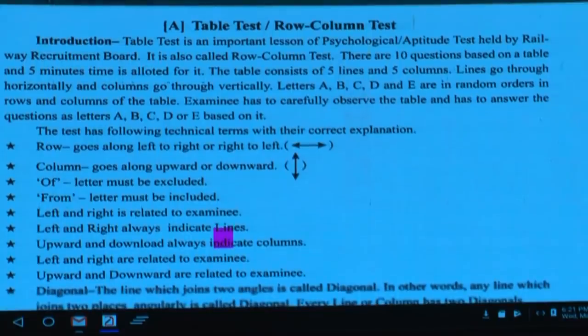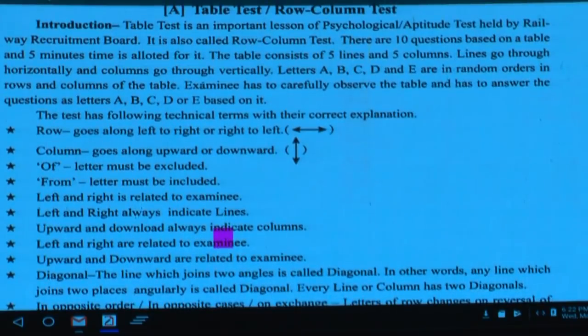Then coming to this one, table test row column. First go through the conditions once. Table test is an important test of the psychological aptitude test held by Railway Recruitment Board, and is also called row column test. And how many questions will be given under this one? We'll have some 10 questions.